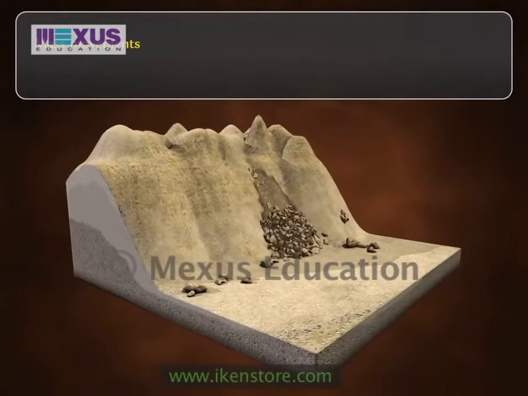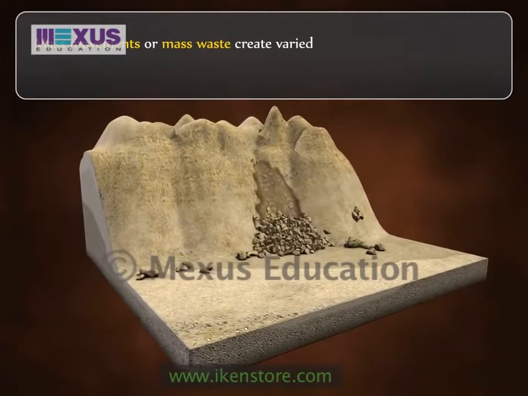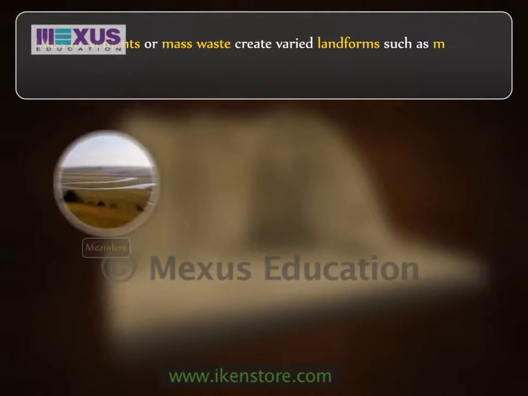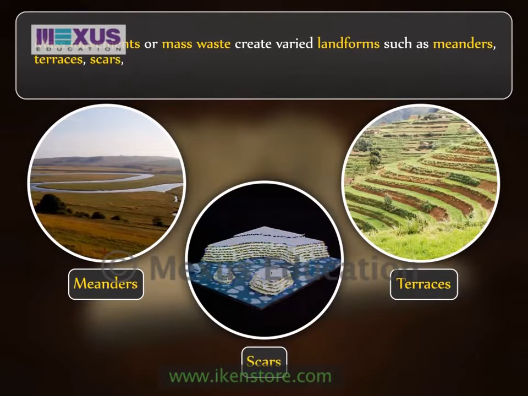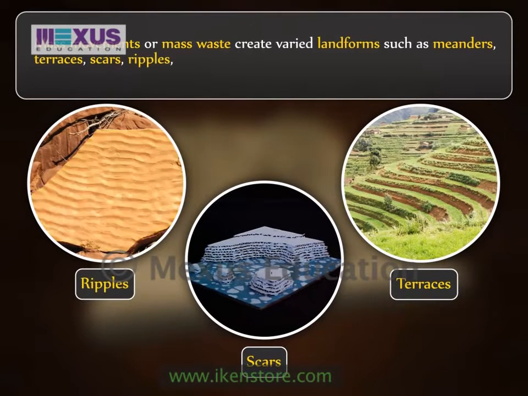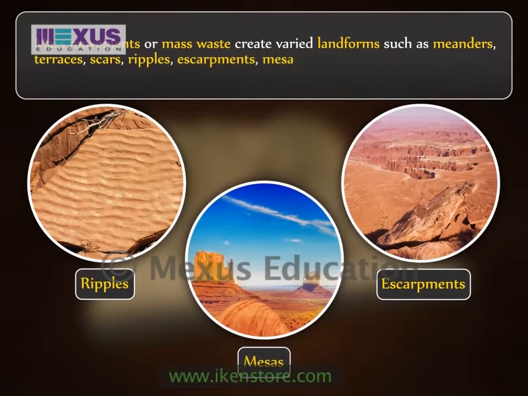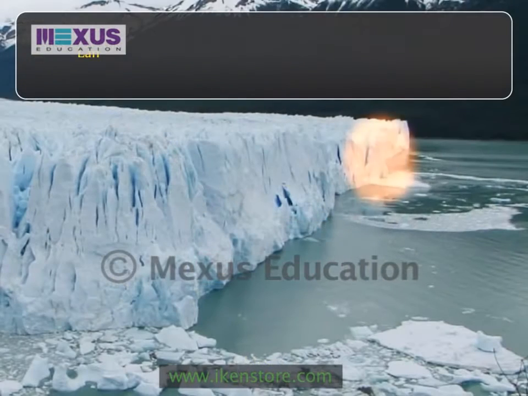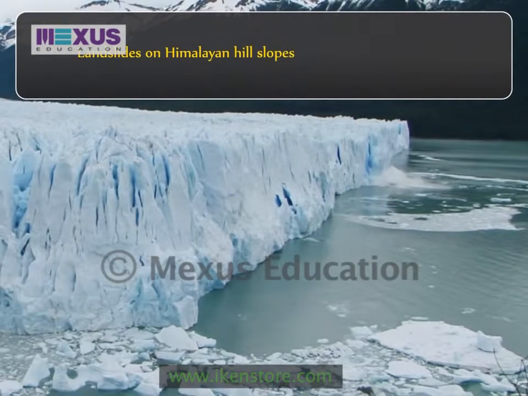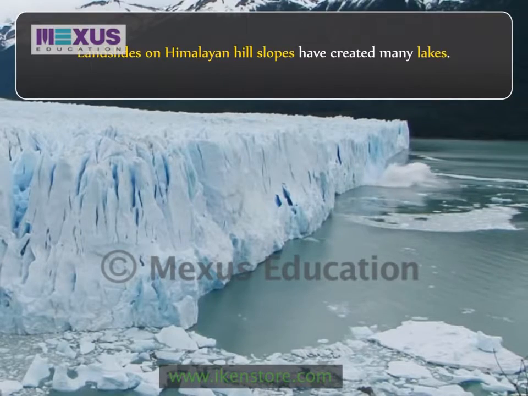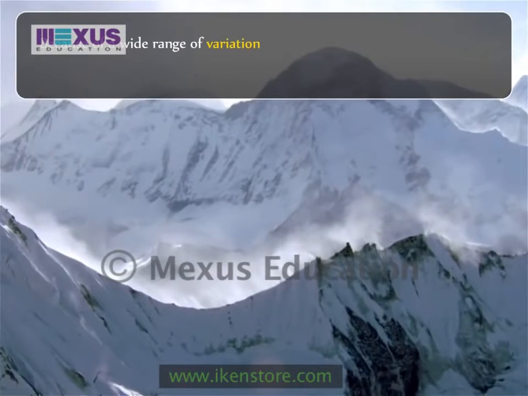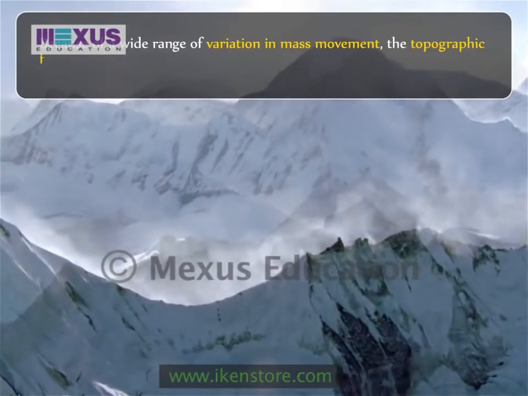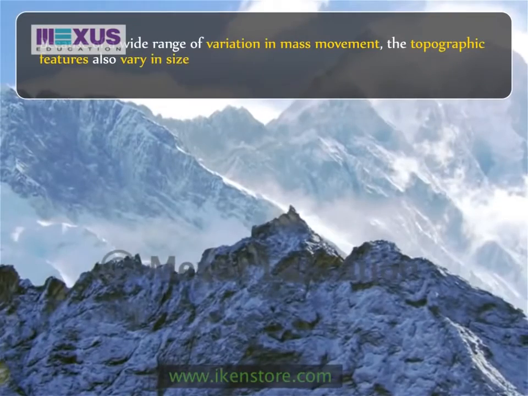Mass movements or mass waste create buried landforms such as meanders, terraces, scars, ripples, escarpments, mesas, etc. Landslides on Himalayan hill slopes have created many lakes. Because of a wide range of variation in mass movement, the topographic features also vary in size and shapes.